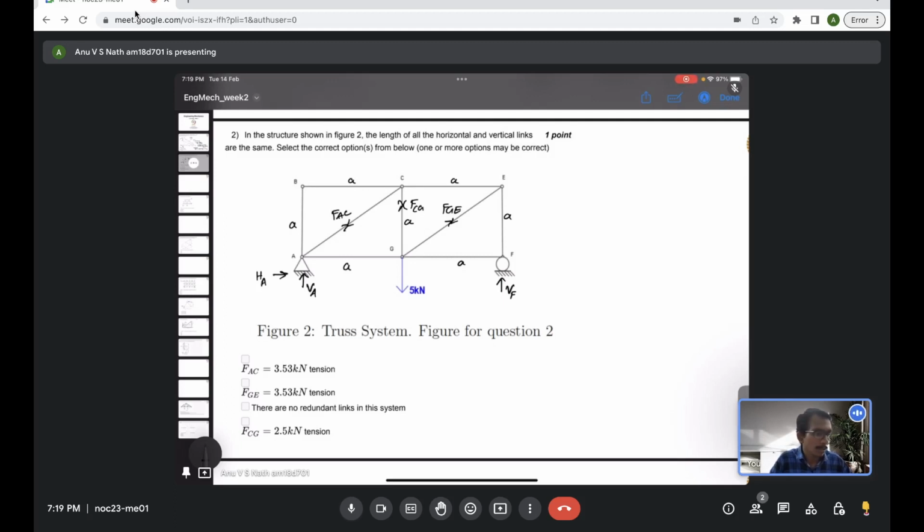But better we stick to the convention. So we will first start with net horizontal forces. So this is external forces only. Okay. Now internal forces are coming into this picture.